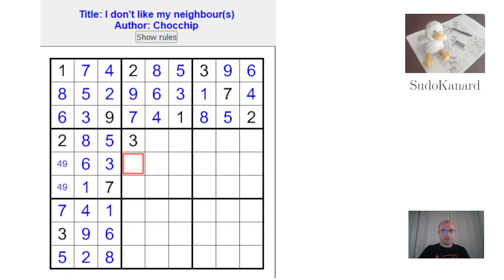So 1, 4, 5, 6, 8. I think only 1 and 8 are possible here. Maybe I should just pencil mark brutally 1, 4, 5, 6, and 8. This is not 1. This is not 6 or 8 because of the 7. Now, next to 4 or 5, I can't have another 4 or 5. That's not a 1 either.